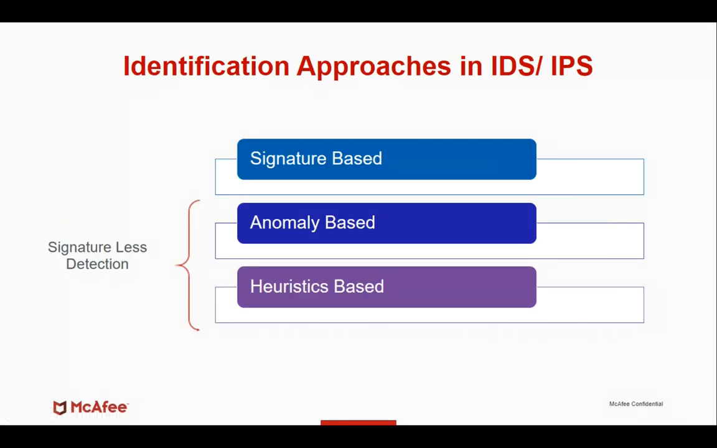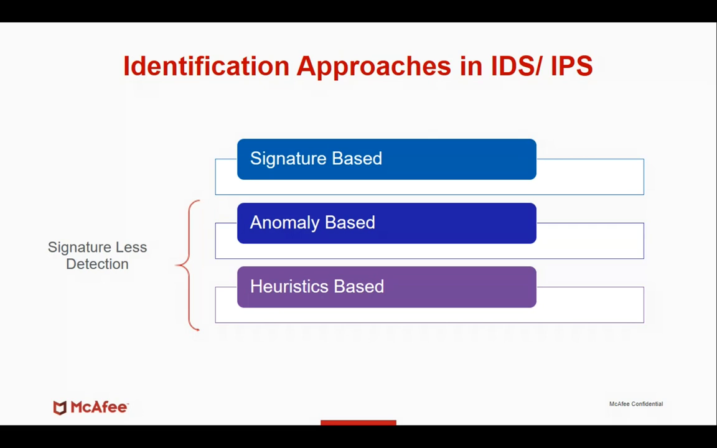Moving on to how an IDS/IPS system identifies or detects the traffic, it uses two basic approaches: a signature or rule-based approach, and a signature-less approach. The signature-less approach can again be based on some anomalies or behaviors, or it can be based on certain features known as heuristics. We will go through each of these approaches one by one.